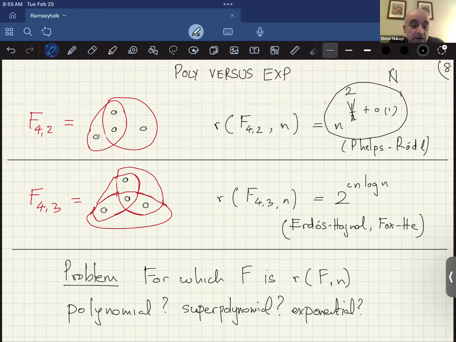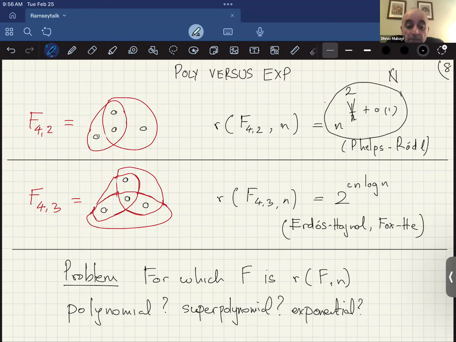In fact, there's a better construction that's much more complicated due to Jacob Fox and Xiaoyu He, which improves the tournament construction I showed you from exponential to 2 to the n log n. And this is very nice because it matches the upper bound of 2 to the n log n proved by Erdős and Hajnal in 1970. So we actually know the growth rate of this specific Ramsey number.